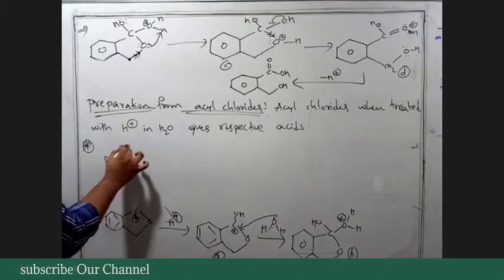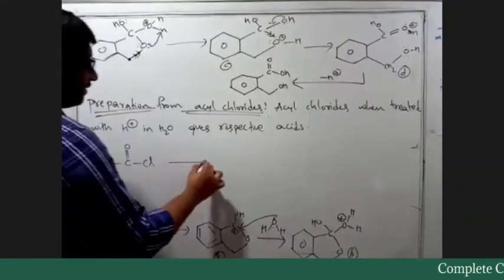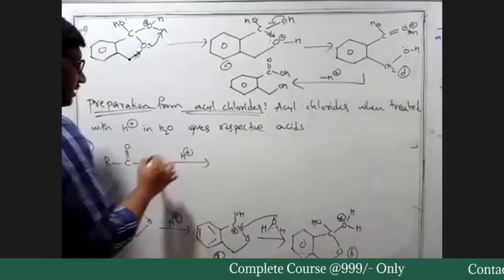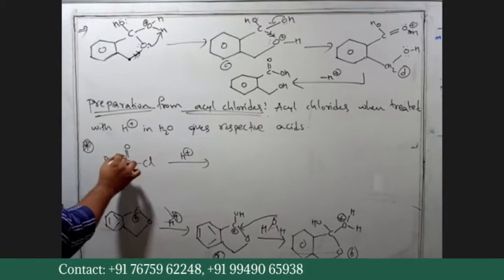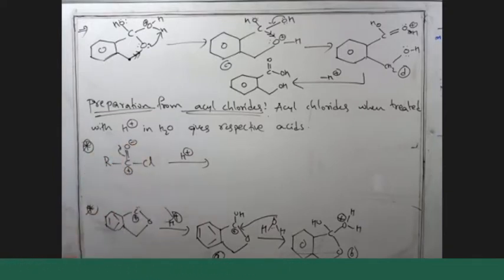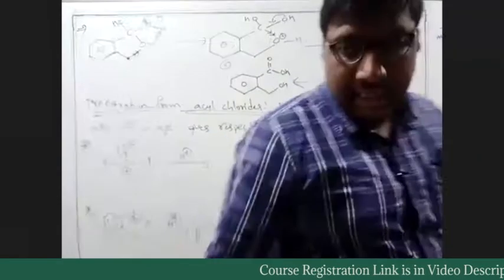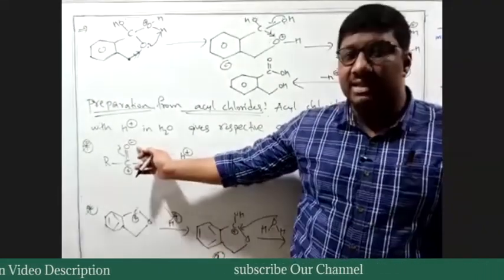RCOCl, you are treating with H plus. So now what happens? The oxygen gets a negative charge and the carbon a positive charge, since we have a C double bond O group. So carbon will have positive charge, oxygen has negative charge.